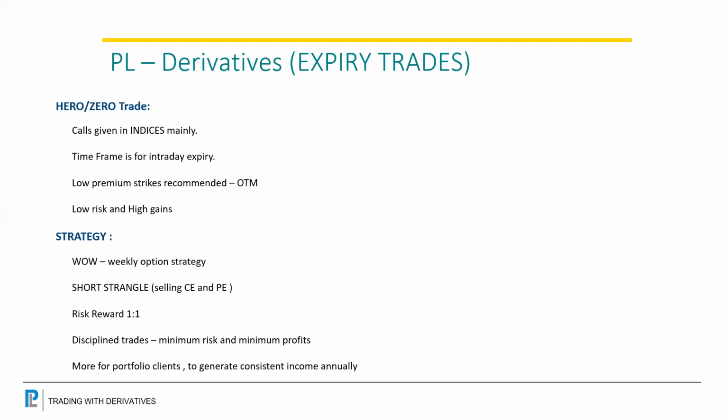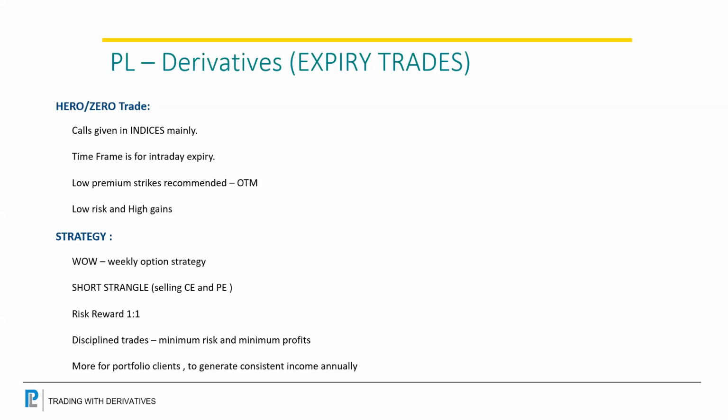So this is one thing, please everybody pay attention to. PL derivatives, expiry trades. In PL, I practice one very famous kind of call, which I name as the hero or zero trade. It is only on indices, particularly Nifty, and it is practiced on every weekly expiry, every Thursday.